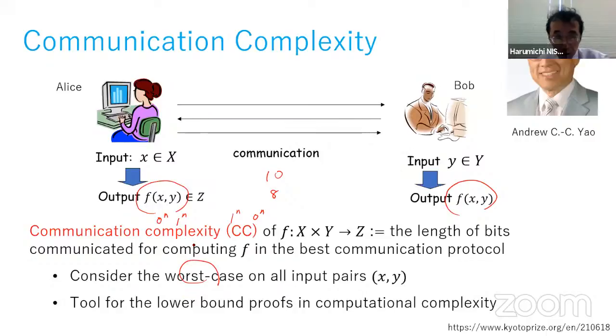This communication complexity was introduced as a tool for showing lower bound proofs in computational complexity. For example, a one-tape Turing machine has an input to process. How much computational time do we need? Then we can use this model by cutting the Turing machine into two parts, this part and this part, and asking how much communication we need, like this.